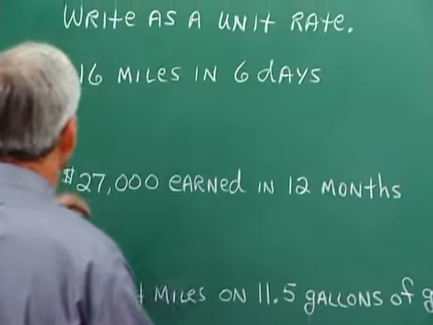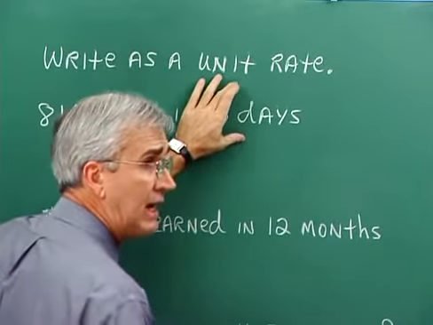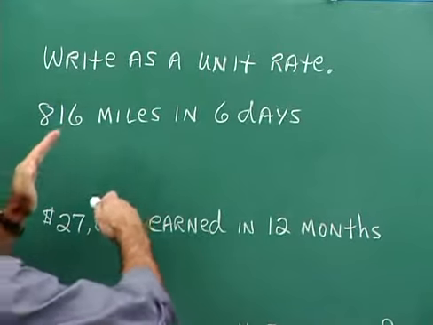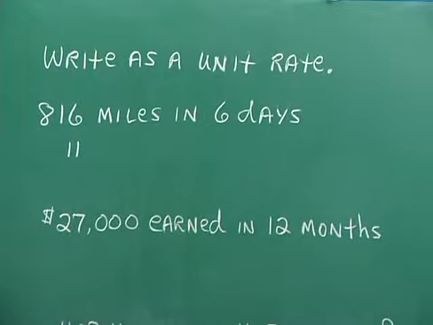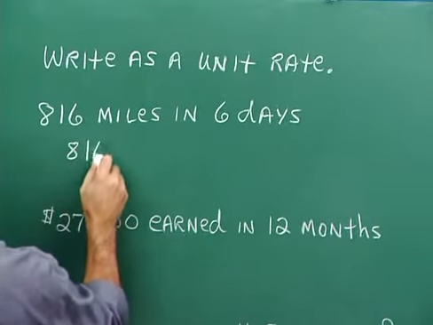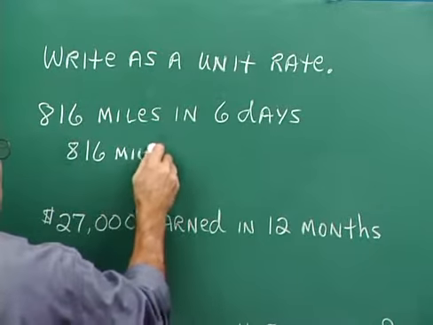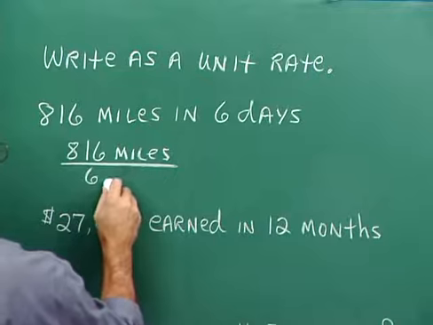And it works like this. If we want to write 816 miles in 6 days, then we know that when we write the rate, it is 816 miles in 6 days as a rate looks like this.